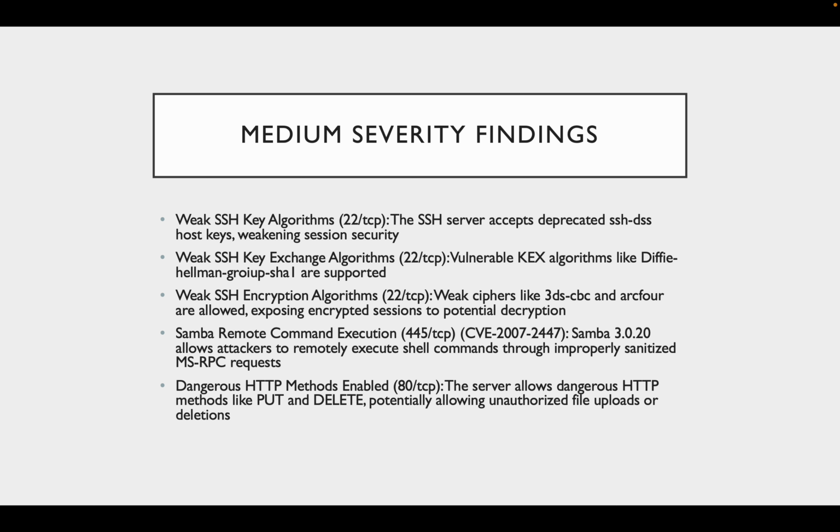The third one was old and weak encryption algorithms like 3DES, which were allowed, exposing secure communications to downgrade attacks. The fourth one was a vulnerable Samba version, which is vulnerable to remote command execution through improperly sanitized inputs. And the last medium vulnerability covered in this presentation is dangerous HTTP methods like PUT and DELETE that were enabled on the web server, which could allow attackers to upload malicious content or delete files improperly.